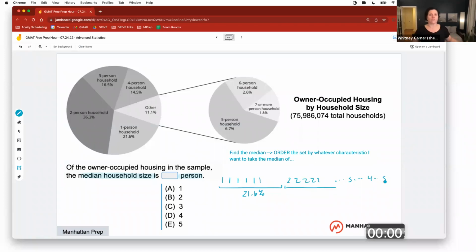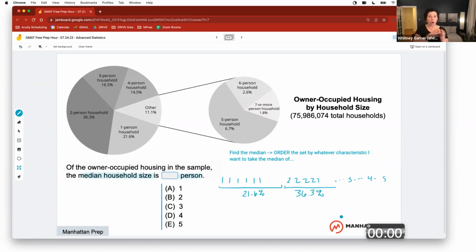So if I list all of these numbers out, I'm looking for where the 50th percentile would land. Well, the first 21.6% of observations will be ones. The next 36.3% of observations will be twos.